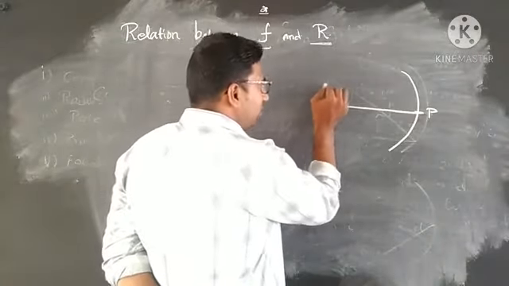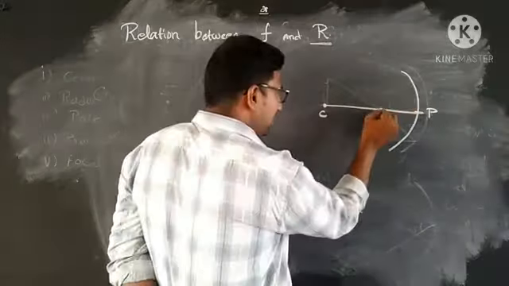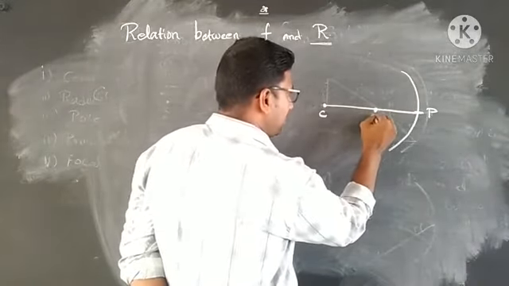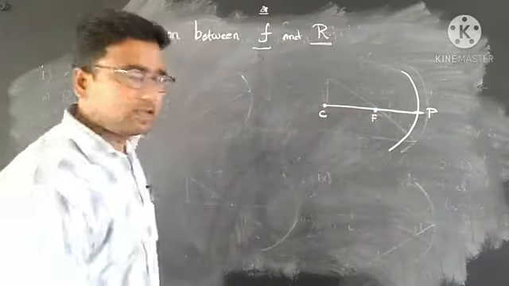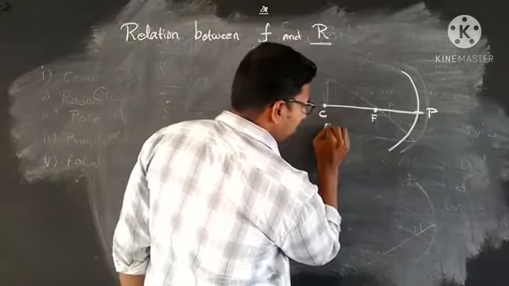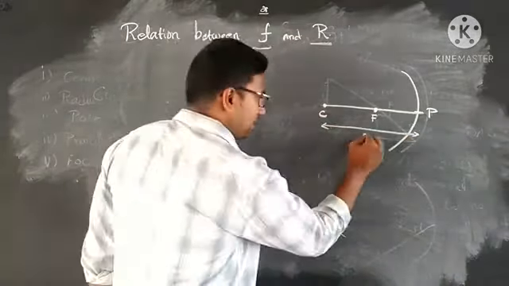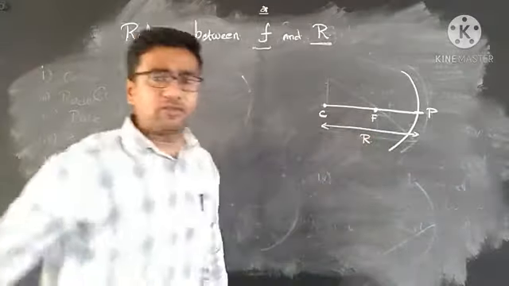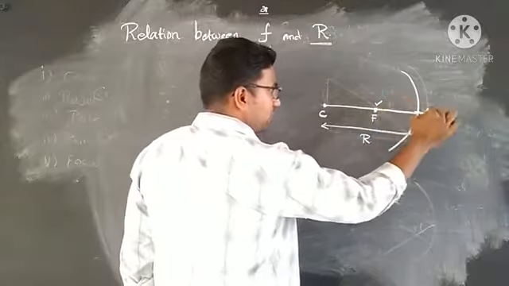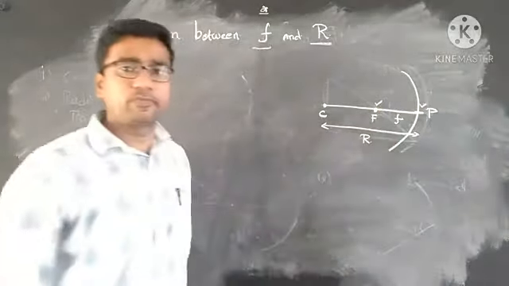All the emergent rays, that is all the reflected lights, meet at a point called the principal focus, capital F. The distance between the center of curvature and the pole is called capital R, the radius of curvature. The distance between the principal focus and the pole is called the focal length, small f.